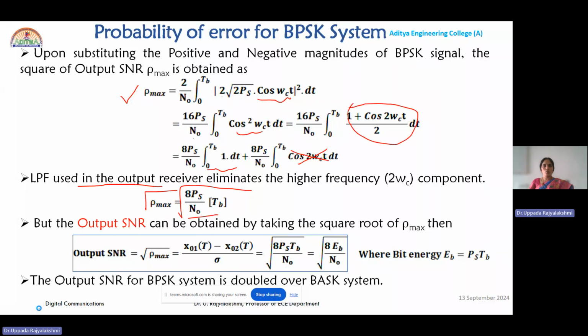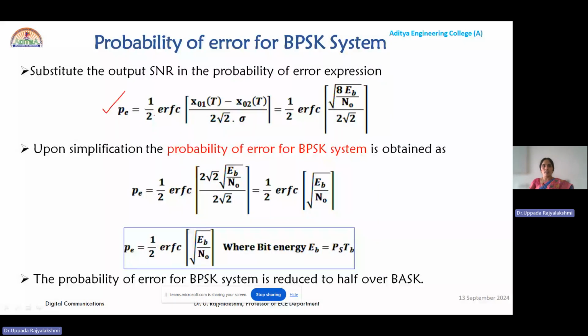Now let us move to the probability of error, using the output SNR we calculated, root 8 Eb by N naught. Just substitute the output SNR in the expression of probability of error. So half erfc of x01 of t minus x02 of t by sigma, over 2 root 2. This factor, x01 of t minus x02 of t by sigma, is nothing but our output SNR, which is root 8 Eb by N naught. If you take this 2 root 2 inside the root, it will be 8. So root of 8 Eb by 8 N naught. So 8 gets cancelled.